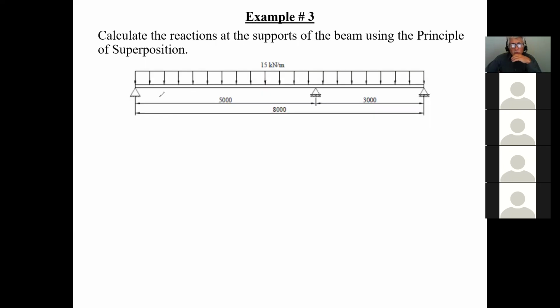If you remember from week number 4, at a pin I have 1 unknown, 2 unknowns, 3 unknowns, and 4 unknowns. As soon as I have more than 3 unknowns, I can't solve this by simple statics. There's no way I can solve this by simple statics. It's impossible.